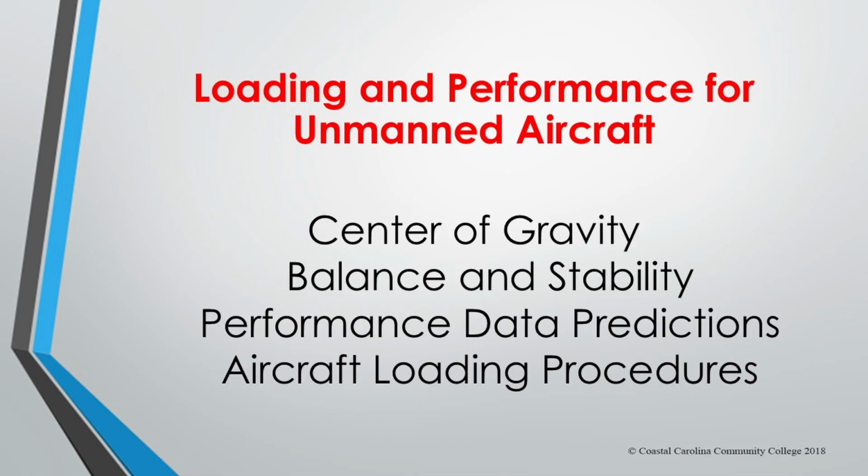Hi, I'm Pete Rulon. Today we're going to discuss the section of the Part 107 commercial drone license test that deals with the information on loading and performance for unmanned aircraft. The center of gravity, balance and stability, performance data predictions, and aircraft loading procedures.